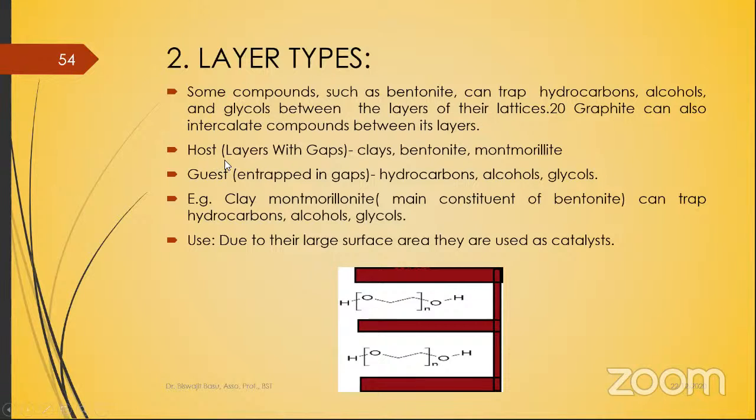So in case of layer type, the host molecule, example is clay, bentonite or montmorillonite, and the guest molecule is hydrocarbon, alcohol and glycol. Use is as catalyst because of their larger surface area.